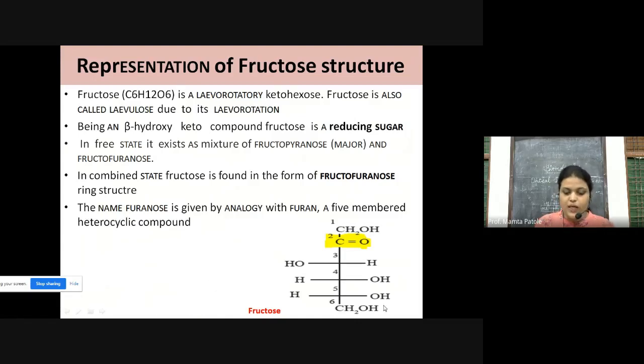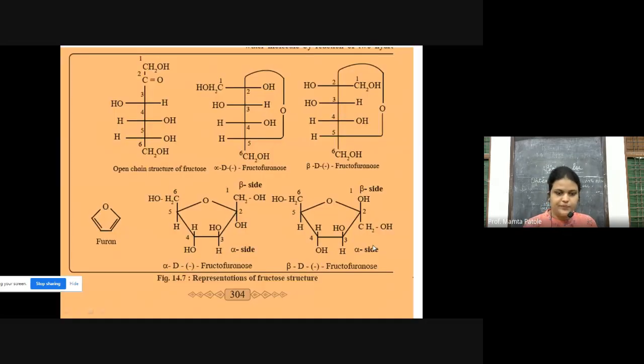Okay, so how do we write it in Fisher's formula? It's just the same, dear students, as glucose, but the difference over here is that on the second carbon you have C double bond O. That is, you will have a ketonic group over here. This is the structure of fructose. Well, now how do we convert it into fructofuranose form? It's just the same as I told you just now about glucose.